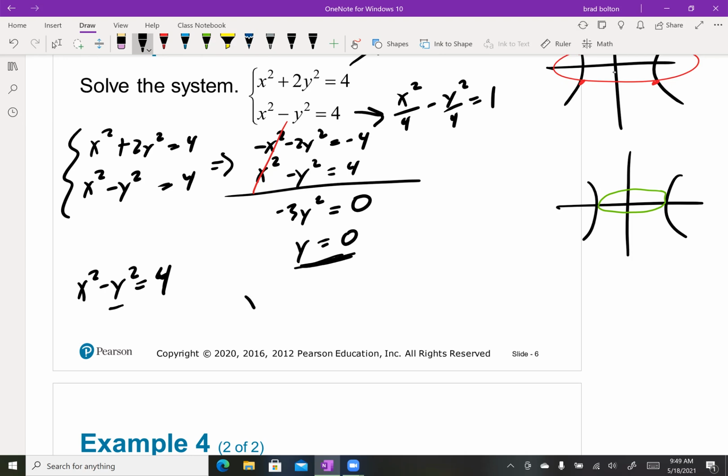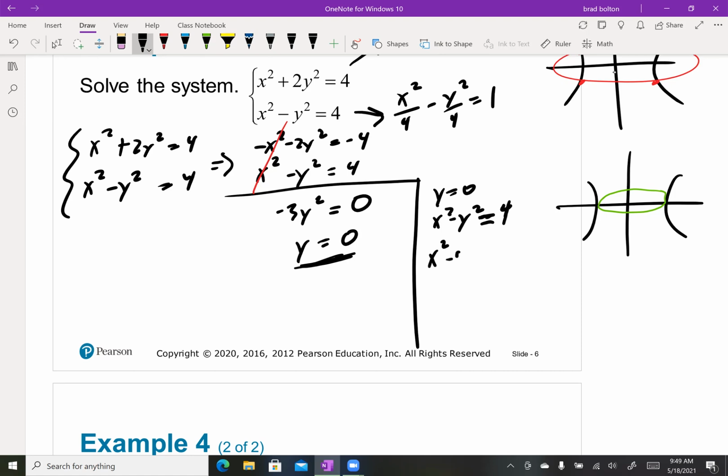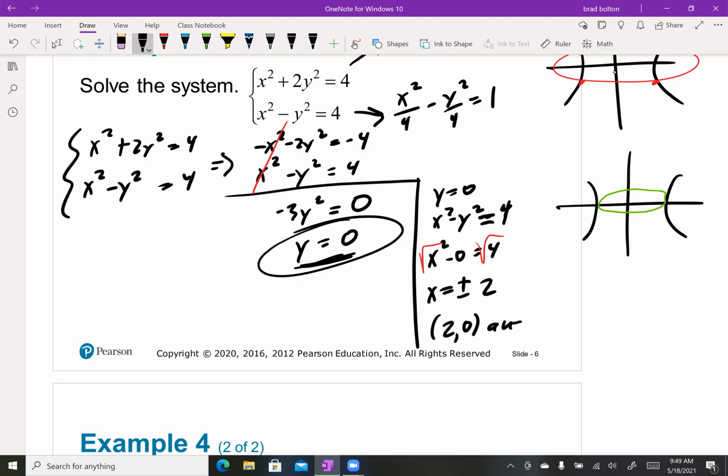Let me write this over here, I'm going to run out of room. So I'm going to use y equals 0 and x squared minus y squared equals 4. When we plug 0 in, we get x squared minus 0 equals 4. We square root both sides to solve for x, and we get x equals plus or minus 2. So there are two x values associated with one y value. So we have 2, 0, and we also have the point negative 2, 0.